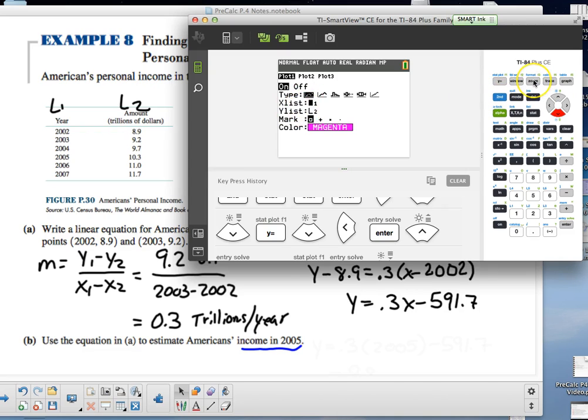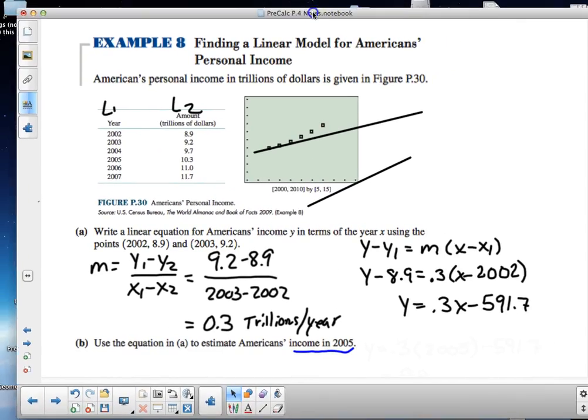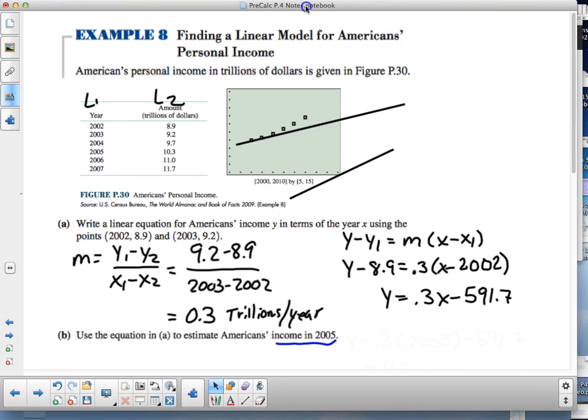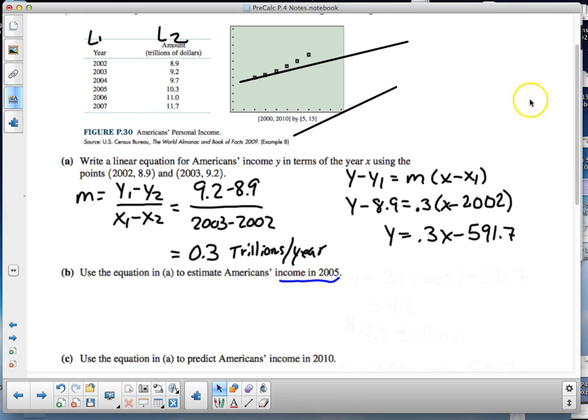My next thing, I'm going to go to zoom. Zoom stat, and that's number 9. So I'm going to hit 9, and it'll graph my stuff. Not only am I graphing my data, but I'm graphing the line we just put in, that 0.3x minus 591.7. And notice it's exactly about where I thought it would be, at the beginning. It's not a best fit line, but we're going to answer some questions based on this.